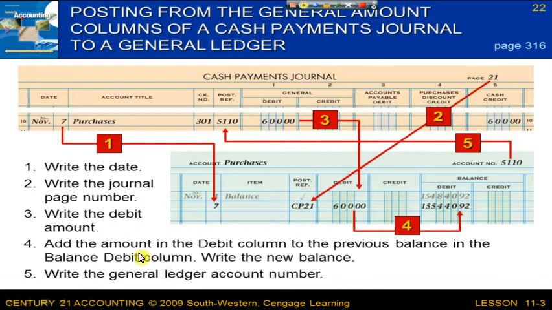Step number 4, we're going to find our new balance. Remember, if they are the same, we add. If they're opposite, we subtract. So a debit plus a debit, a credit plus a credit, a debit minus a credit, or a credit minus a debit. If you are subtracting, the answer will always go in whichever one was the biggest. And step number 5 is always to write the general ledger account number back up here so that we know we are done with that transaction.